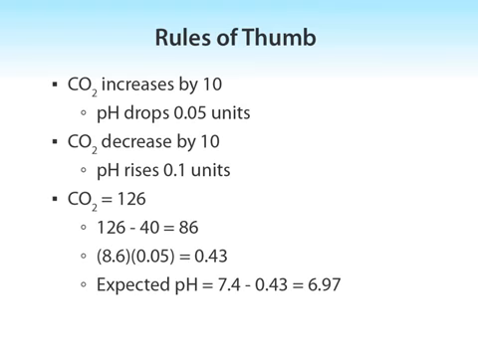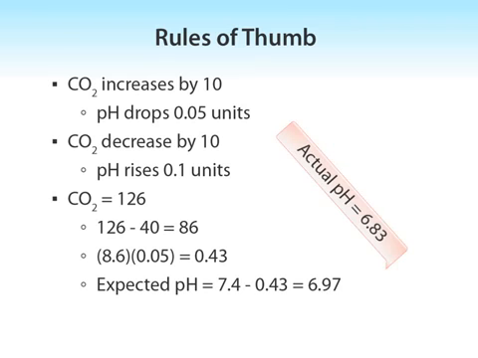In our example, the carbon dioxide level was 126. Take the patient's CO2 of 126 and subtract a normal CO2 of 40. Our rule of thumb states that for every 10 units of CO2 rise, the pH drops by 0.05. We must divide 86 by 10, do the multiplication, and predict a pH drop of 0.43 units to 6.97.